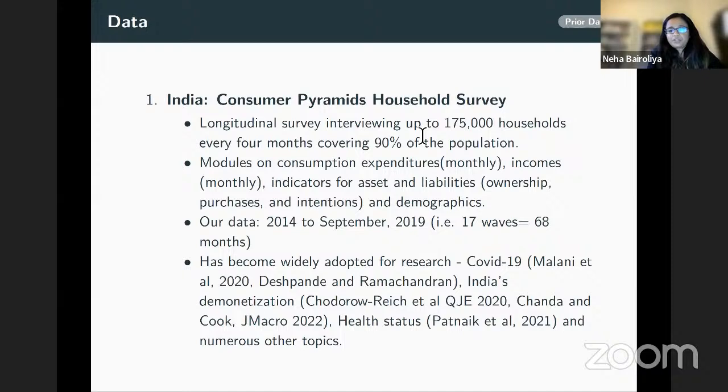today. The data set starts in 2014, and we utilize it until 2019. This gives us a lot of waves, and we can observe households for a longer period of time. This data set has been very widely utilized now, and there is an explosion of papers which are using this data set. So clearly, it's a very good data set to look at for some studies.